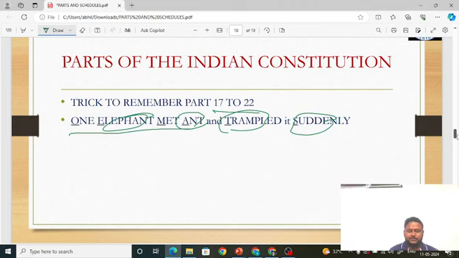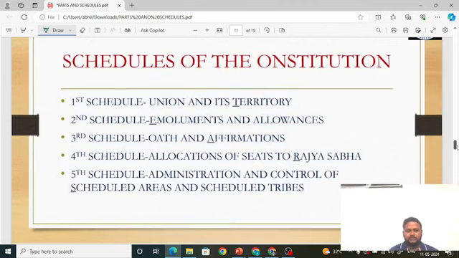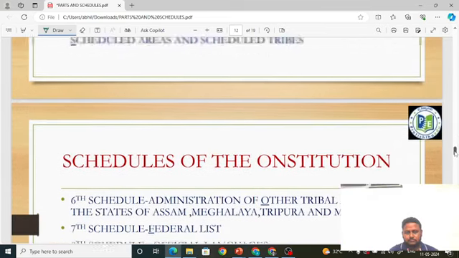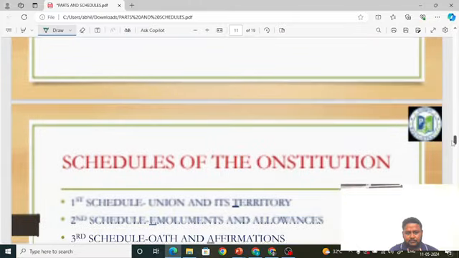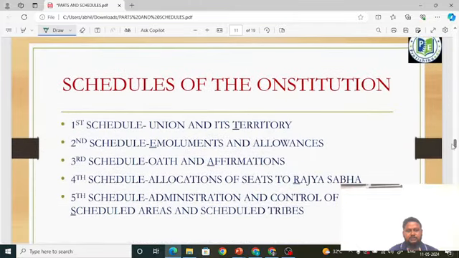Okay friends, next we will go to schedules of the Indian Constitution. Okay, sorry, here C should come. Anyways, schedules of the Indian Constitution. So first schedule. First schedule deals with union and its territory, same as part 1 of the Indian Constitution.